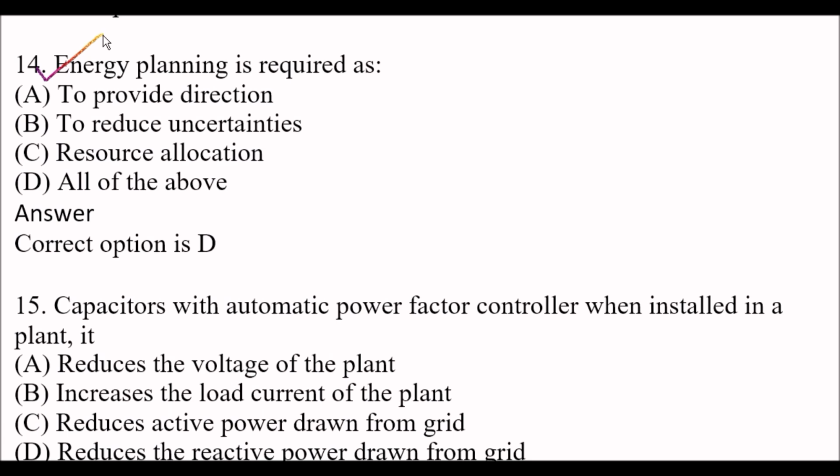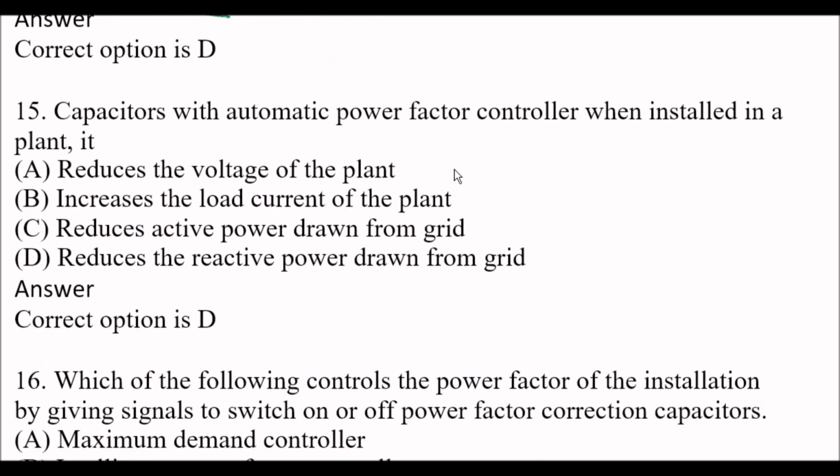Next question. Energy planning is required as: option A, to provide direction. Option B, to reduce uncertainties. Option C, resource allocation. Option D, all of the above. Right answer is option D, all of the above. So, energy planning is required to provide direction as well as to reduce uncertainties and for resource allocation also.